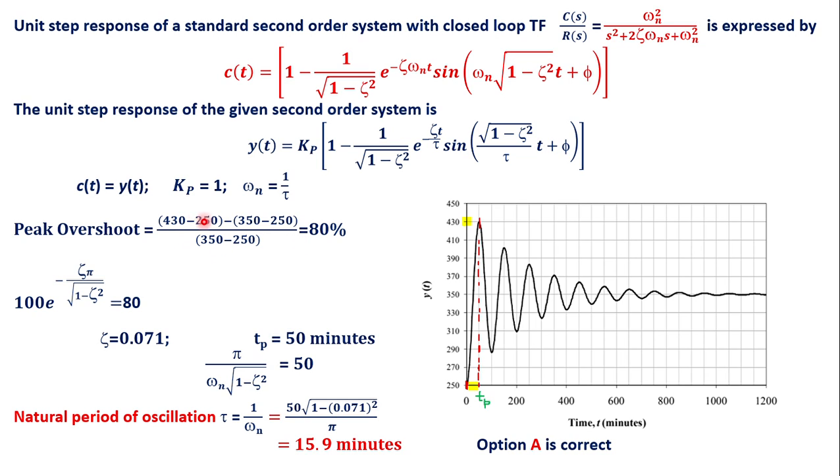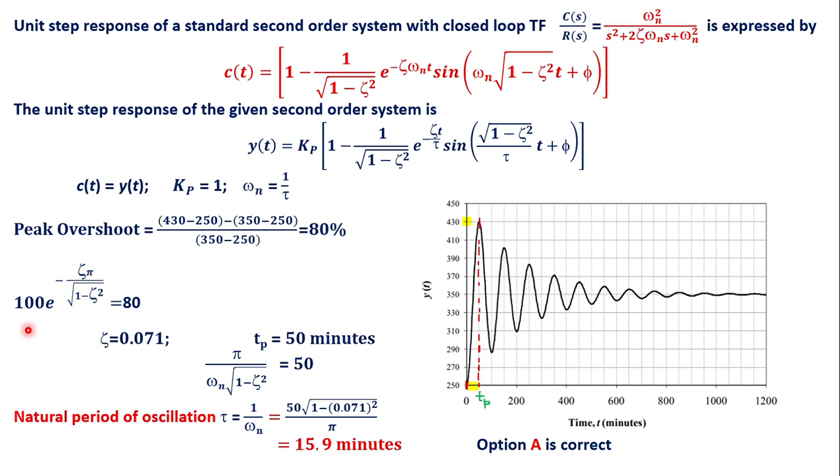That is, what is the maximum value of the response minus steady state value divided by steady state value. So 430 minus 350 by 350 we should not write. So we should write this 250 because of the offset. Instead of 0 we have 250. So it is 80% overshoot.